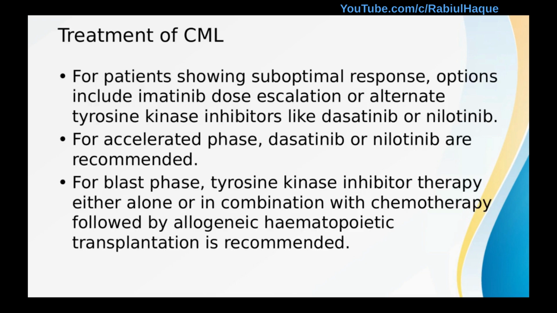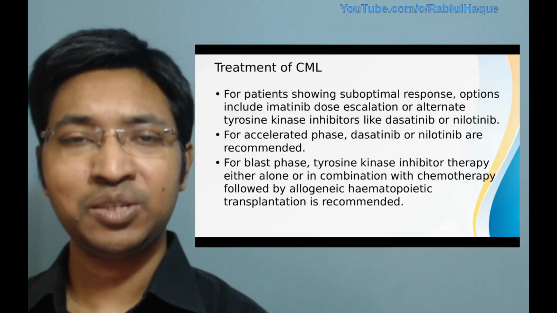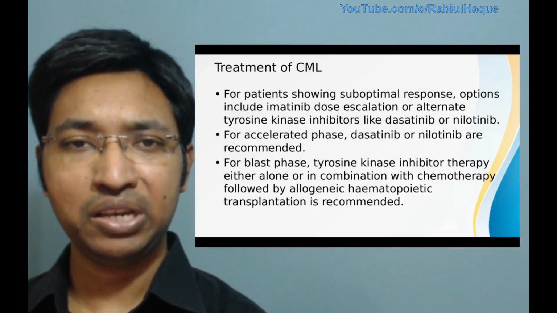Now, for patients showing suboptimal response, options will include imatinib dose escalation or alternate tyrosine kinase inhibitors like nilotinib and dasatinib. For accelerated phase, dasatinib or nilotinib are recommended, and for the acute blast crisis phase, tyrosine kinase inhibitor therapy either alone or in combination with chemotherapy followed by allogenic hematopoietic transplantation is recommended. So this concludes our lecture on chronic myeloid leukemia.